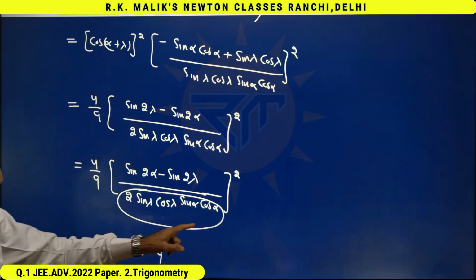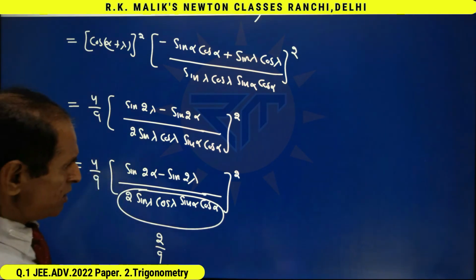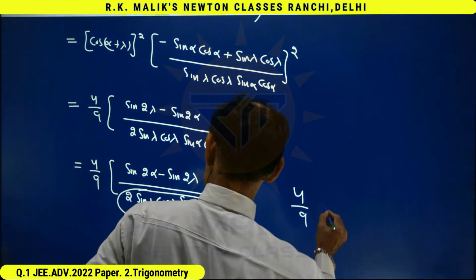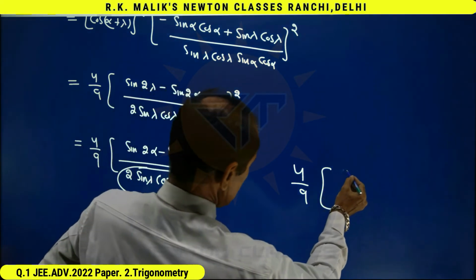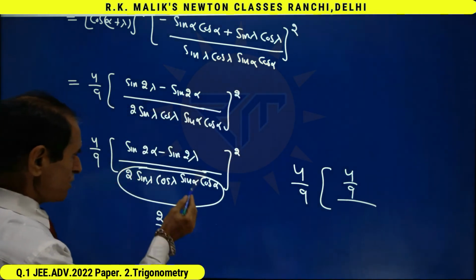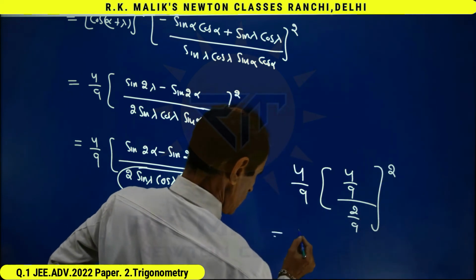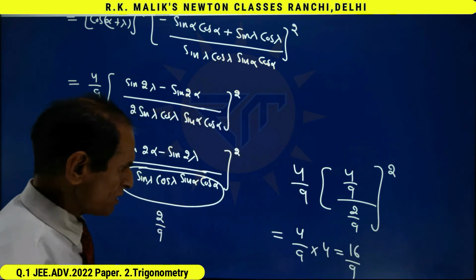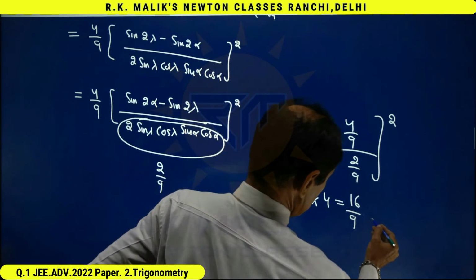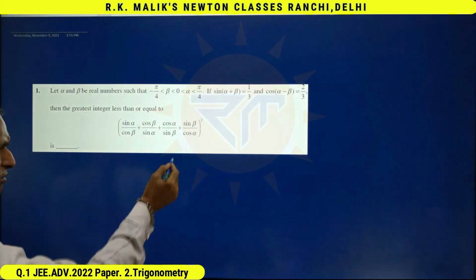That is, I have found the value of this, which is 2 by 9, by 3 methods, and putting back the values of all, I'll be getting the answer 4 by 9 into, recall that the value of this was found to be 4 by 9, hence writing 4 by 9 upon this, which is 2 by 9, whole square, equal to 4 by 9 into 4, that is 16 by 9, and because it is 1 point something, the greatest integer less than or equal to this is 1.